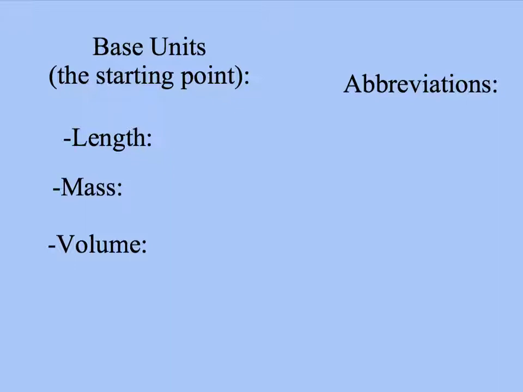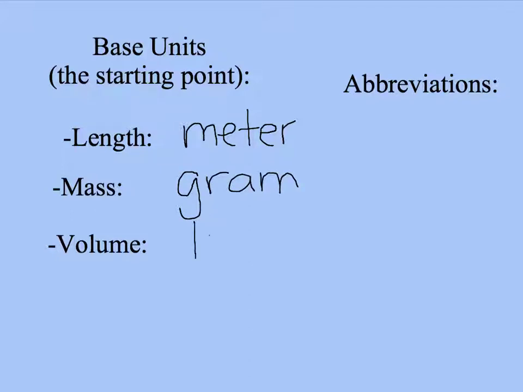So length, the base unit is, that's right, if you've already guessed it, it is the meter. The base unit for mass is the gram. And the base unit for volume is the liter. And meter is abbreviated very simply with the letter M, gram with the letter G, both lowercase, and liter is abbreviated with an uppercase L.